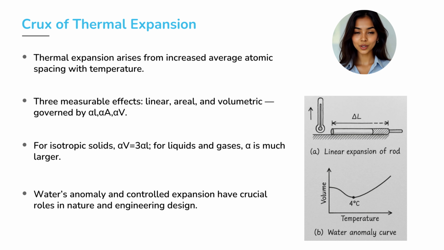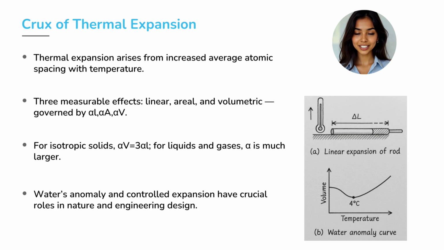Alright, let's tie it all together. Thermal expansion happens because atoms vibrate faster and push farther apart as temperature increases. This leads to linear, areal, and volumetric expansion, measured by coefficients alpha sub L, alpha sub A, and alpha sub V respectively. For solids that expand equally in all directions, we have the simple relation alpha sub V equals 3 times alpha sub L. Liquids and gases expand much more than solids because their molecules are freer to move.